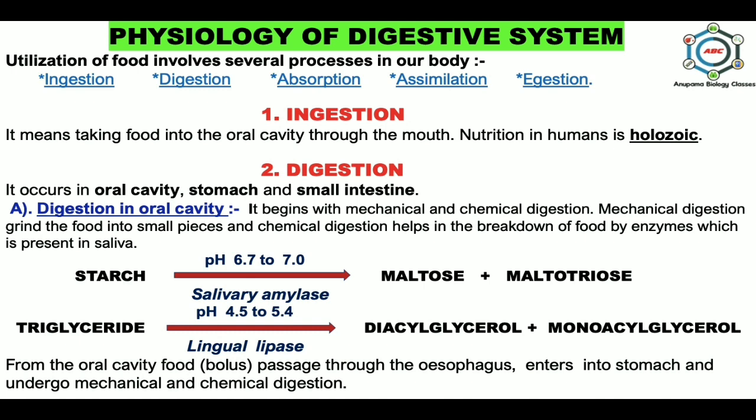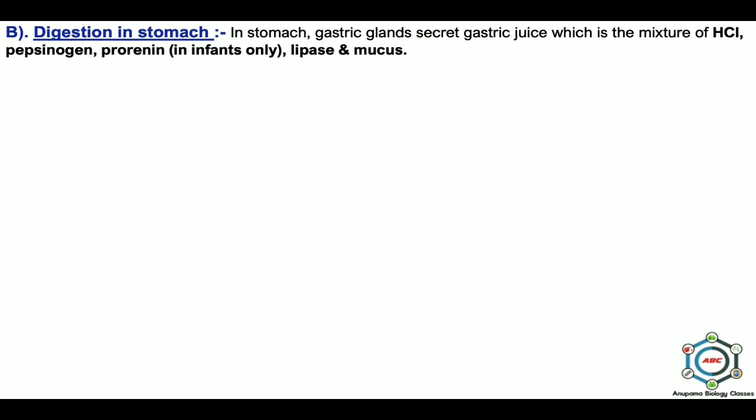In mechanical digestion, the peristaltic movement occurs, that means contraction of smooth muscles from the fundus towards the contracted pylorus part of the stomach, and this process is called propulsion, that means the action of driving or pushing forward. After that, the food starts the churning movement, and here the food mixes with the gastric juice. So what is gastric juice and what is the mixture of gastric juice? Gastric juice is secreted from the gastric gland, and it is a mixture of HCl, pepsinogen, prorenin, lipase and mucus.